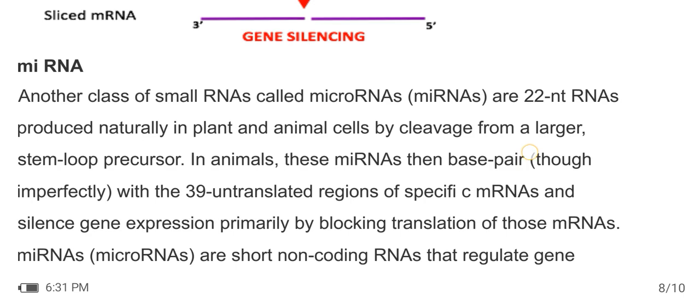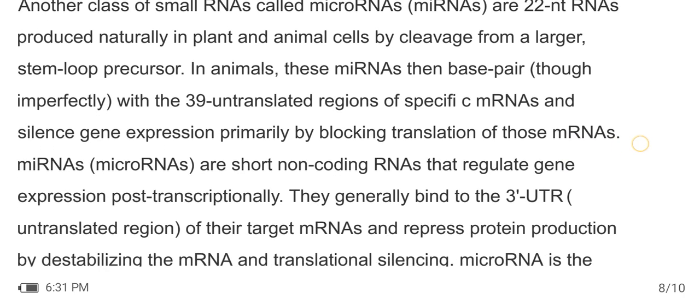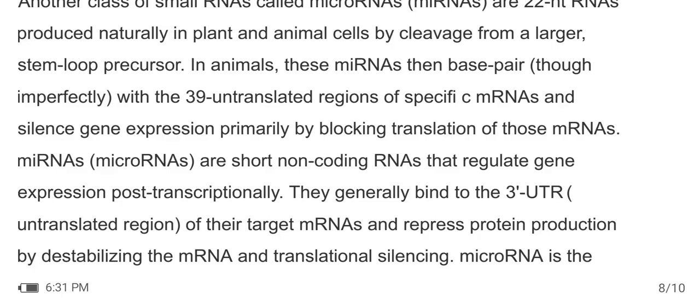Then about miRNA, another class of small RNA called the microRNAs. miRNAs are 22-nucleotide RNAs produced naturally in plant and animal cells by cleavage from a large stem loop precursor. In animals, this miRNA then base pairs, though imperfectly, with 3' untranslated regions of specific mRNAs and silences gene expression primarily by blocking translation of those mRNAs.